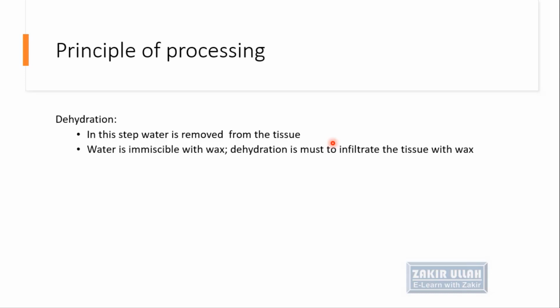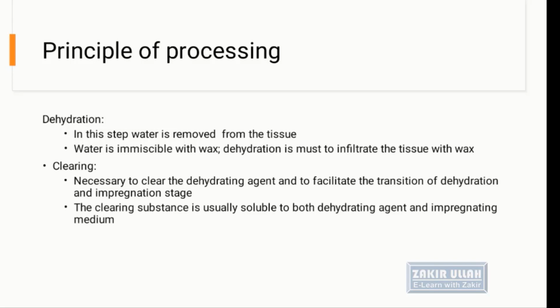In the dehydration process, the water is removed because water is insoluble in wax. For that purpose, dehydration is a must, so as to infiltrate the wax in the tissues. Clearing is the second step, in which the dehydrating agent is cleared from the tissue, and it is done to facilitate the transition from dehydration and to start the stage of impregnation.